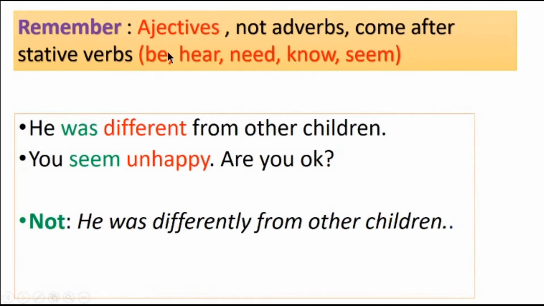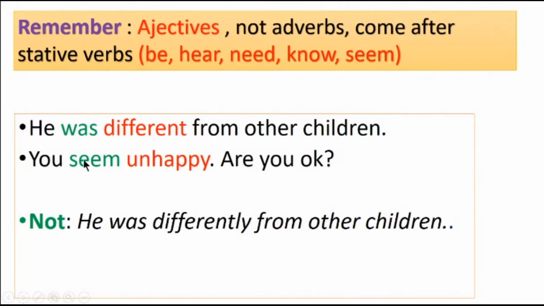So when you have adjectives, not adverbs, they come after stative verbs. When you have be, hear, need, know, seem, you have to use adjectives, not adverbs like quickly or well. For example, you can say, he was different from other children. Be is a stative verb. Differently? No, because you have a stative verb. He was different. Just that.